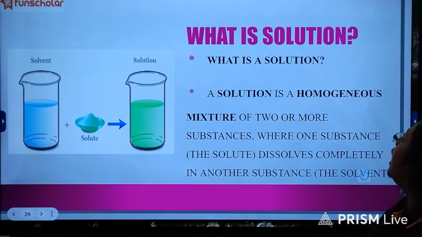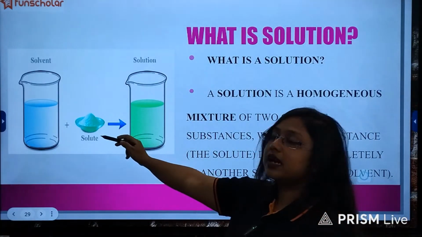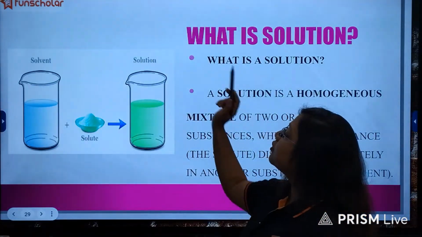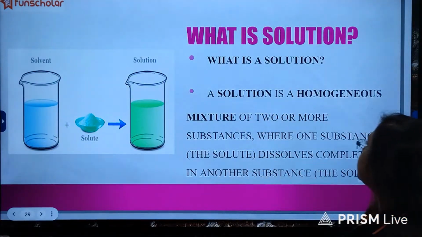What is a solution? A solution is a homogeneous mixture of two or more substances where one substance, a solute, that is the solid substance, dissolves completely in another substance, a solvent. If we talk about this example, here the solute is that powdery or solid substance, and the solvent is the water which is in that beaker.